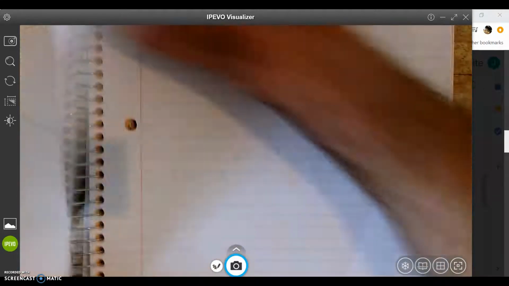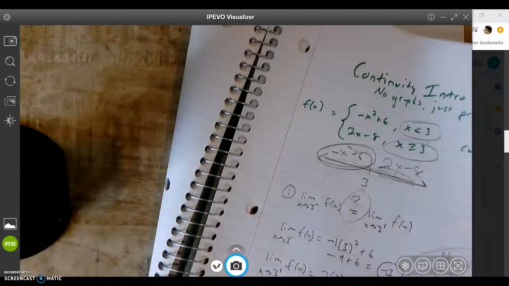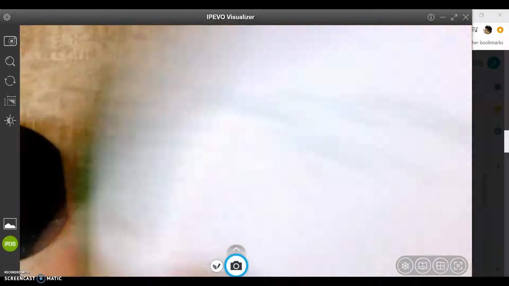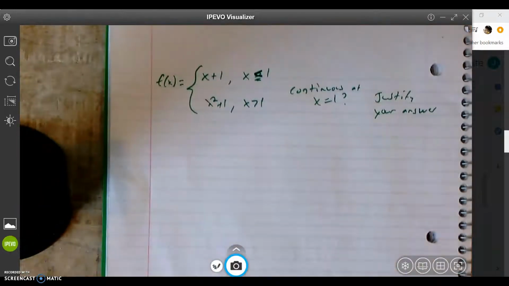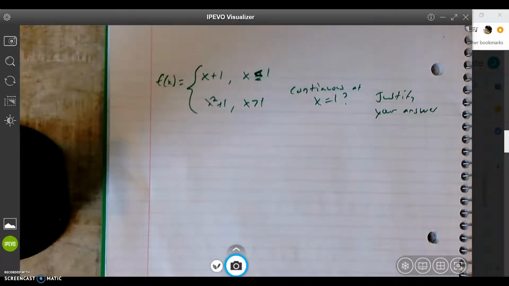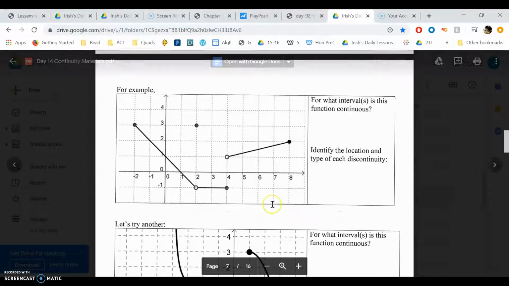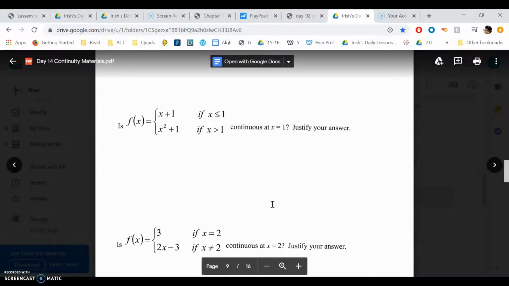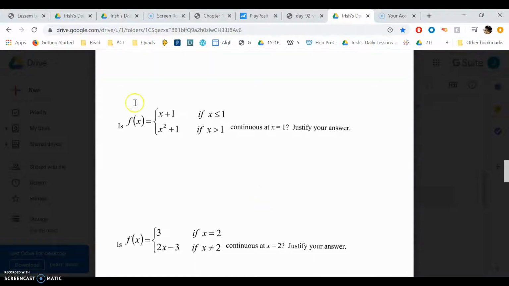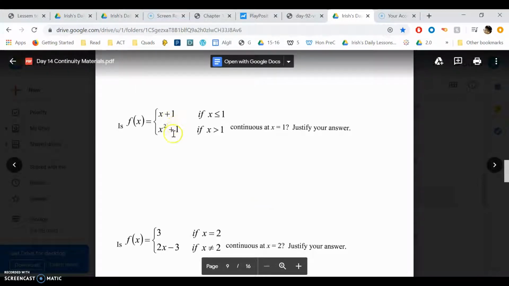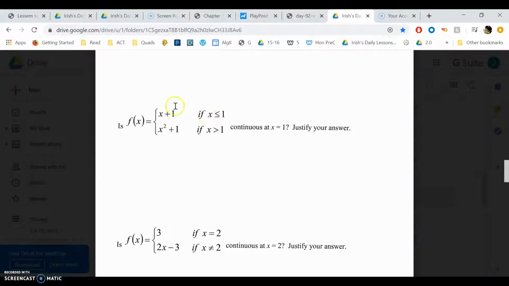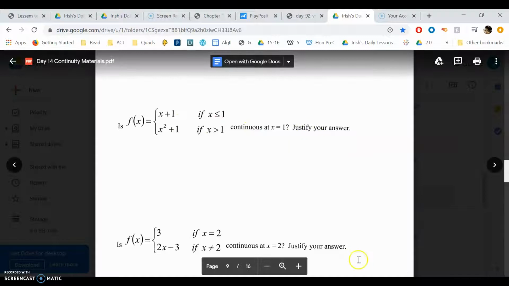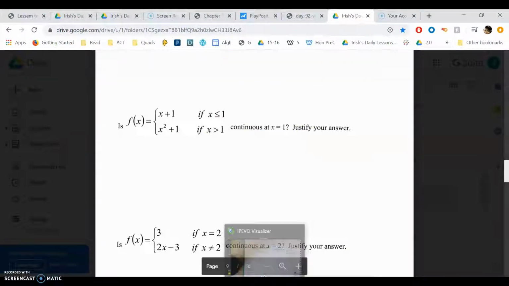Cool. Let's try another one. Here you go. Let's get my paper down. Okay, so we do the second one. It looks like this on the paper. We have f of x, and we have x plus 1, and we have x squared plus 1. It's breaking at 1. Is it continuous at 1? Justify your answer. So write that down.